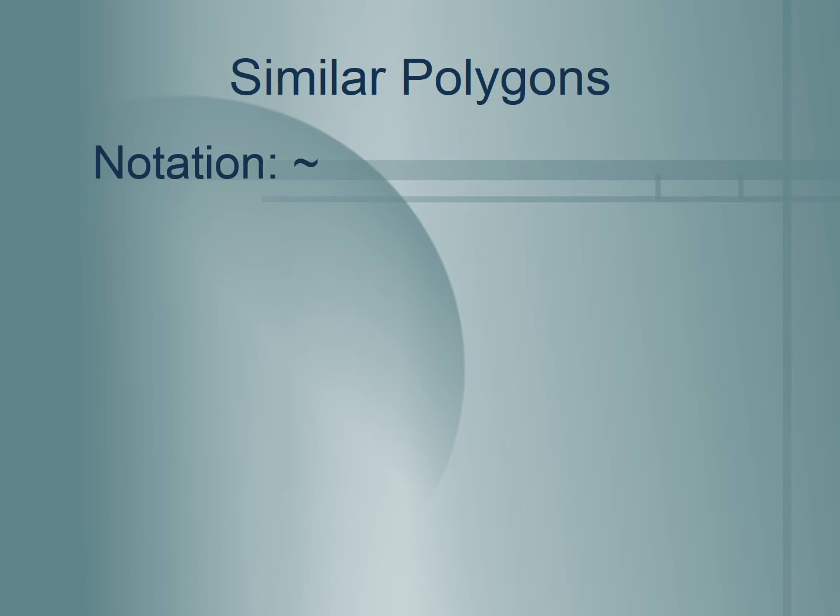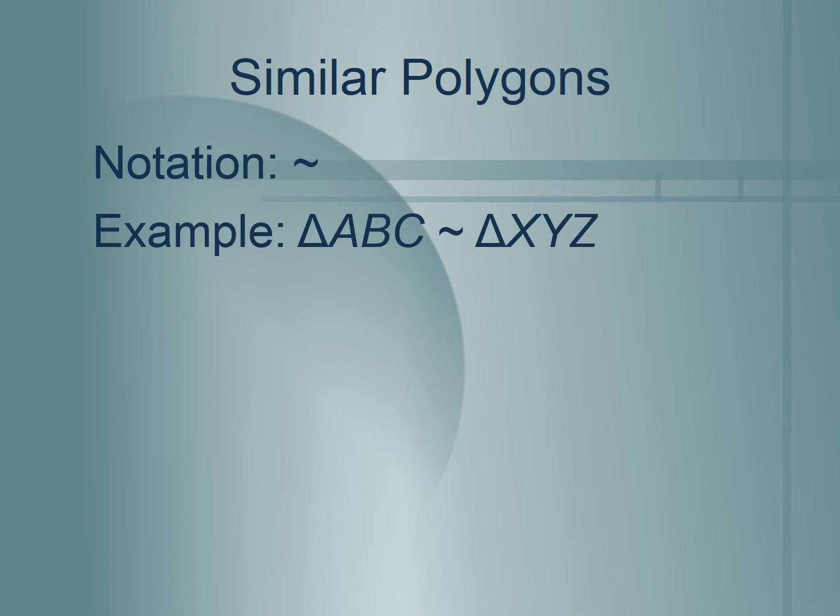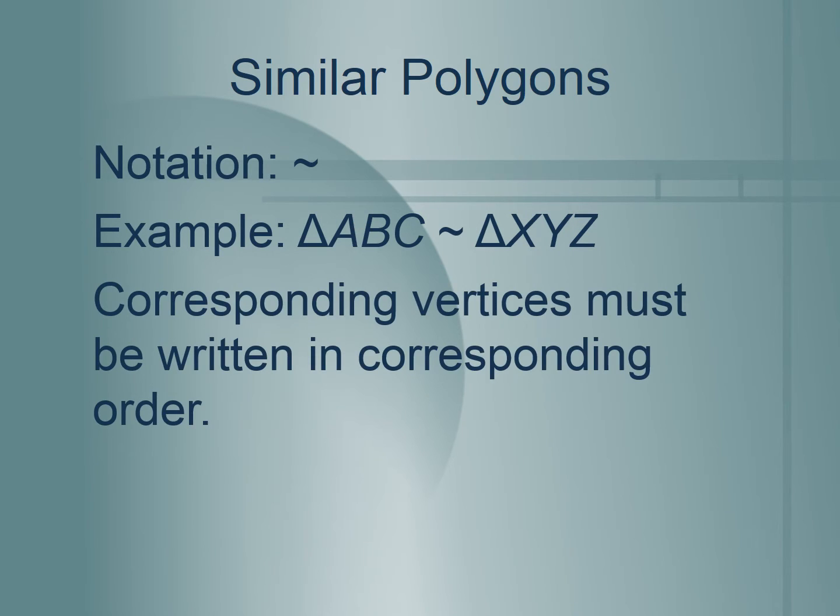So here's the notation for similar. It's a little squiggle. So if we had two triangles that we want to say are similar, we would write this: triangle ABC is similar to triangle XYZ. And when we write it, we have to make sure that we write it in the order that they're similar, because we're going to say that angle A is similar to X, B is similar to Y, C is similar to Z. Those have to match. So corresponding vertices must be written in corresponding order.